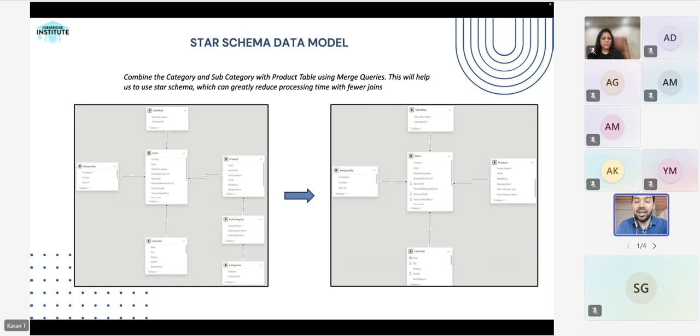This is an important feedback that we received from Arca last week: use a star schema because it helps to reduce the processing time, and it also reduces the number of joins. We kind of wanted to have a star schema. We combined the subcategory and category table with the product table using the merge queries concept. And eventually we just have a star schema which is very similar to what our previous team presented.